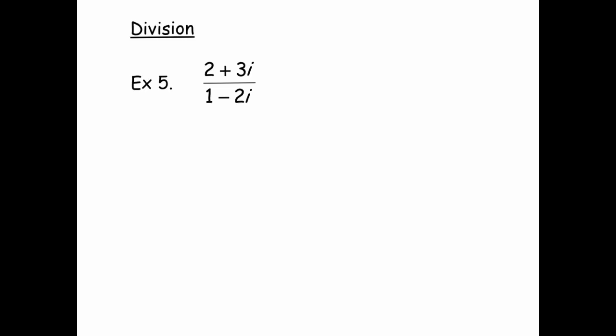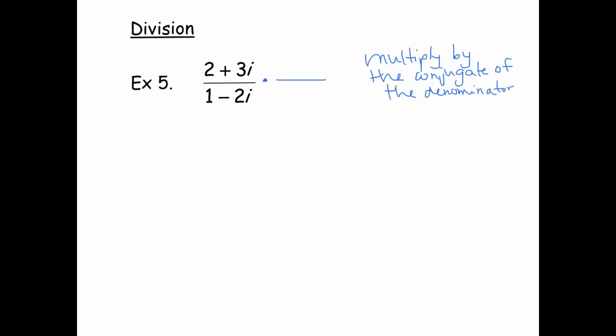That sounds really weird. So we're going to multiply this fraction by 1. Now I'm not going to write that as 1 over 1. I'm going to write it as something over itself. Like I said, I'm going to multiply by the conjugate of the denominator over itself.